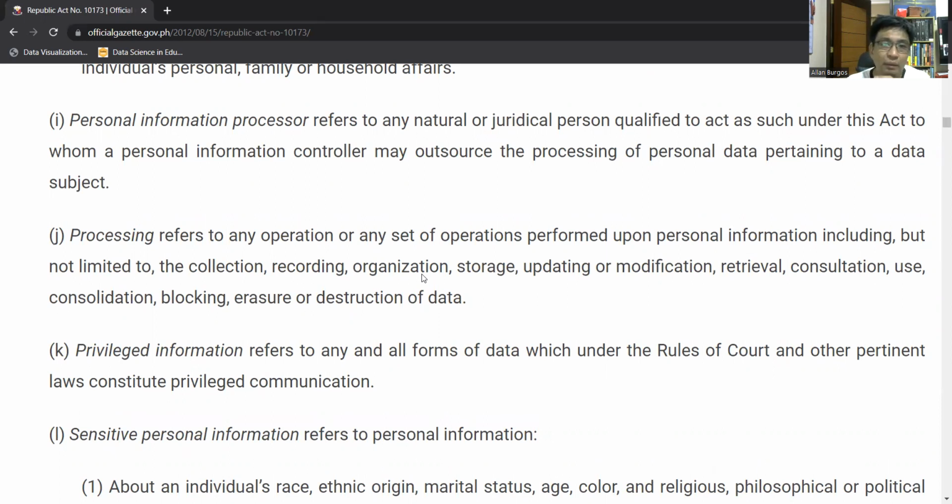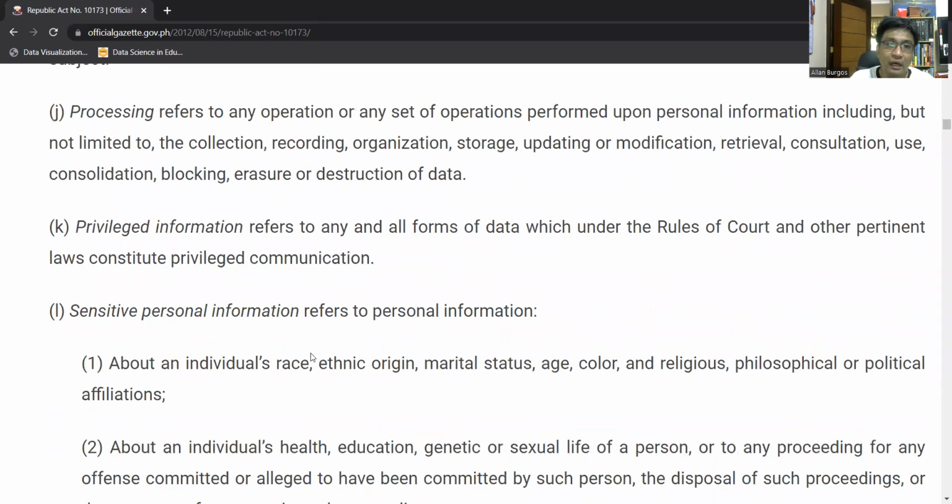Okay. Letter I, personal information processor refers to any natural or juridical person qualified to act as such under this act to whom a personal information controller may outsource the processing of personal data pertaining to a data subject. Letter J, processing refers to any operation or any set of operations performed upon personal information, including but not limited to the collection, recording, organization, storage, updating or modification, retrieval, consultation, use, consolidation, blocking, erasure, and/or destruction of data.